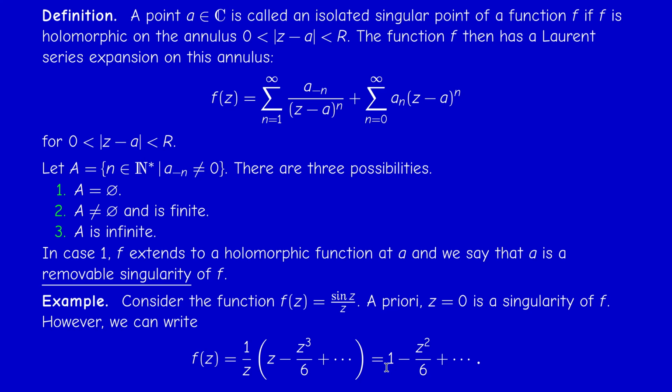And then I get a continuous function on C which is holomorphic on C star, and I know that actually it's holomorphic on C. So f can be extended to a holomorphic function. So 0 is not a real singularity, it's a removable singularity. In French, we call it singularité artificielle.